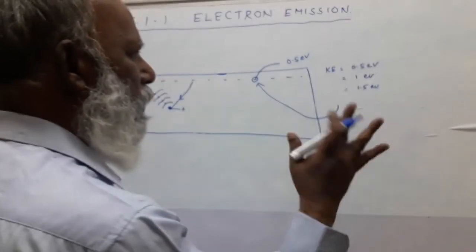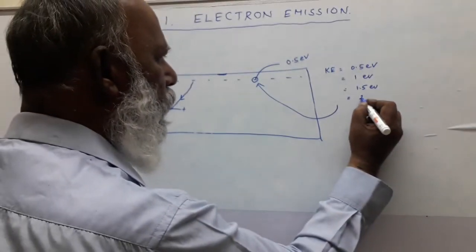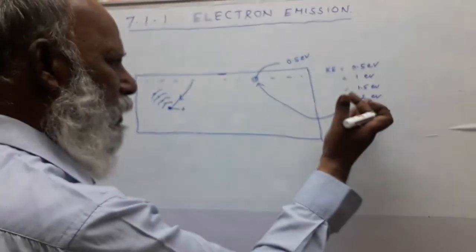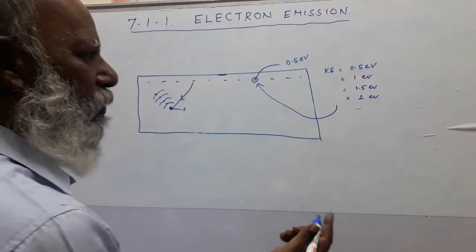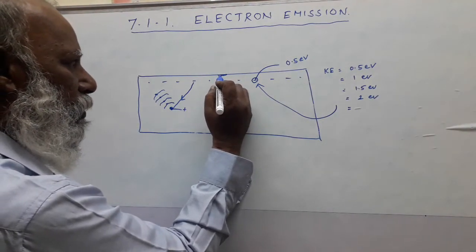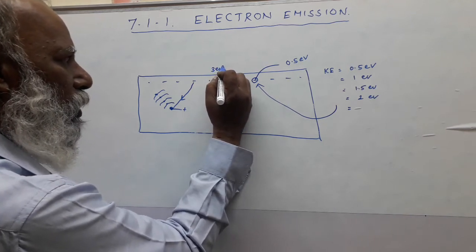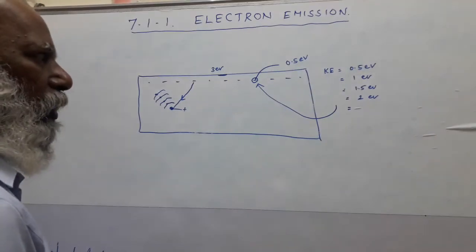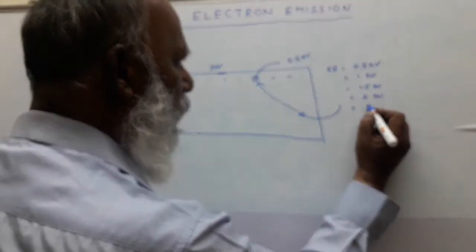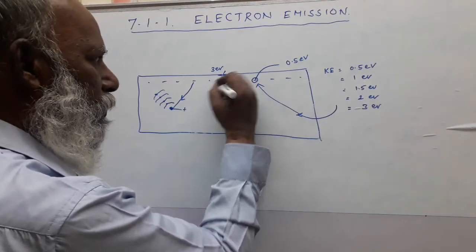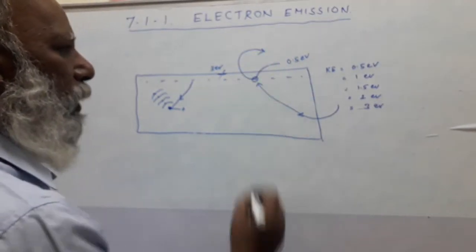Then you have to increase it further, to 1.5 electron volt. What will happen? Nothing will happen. If you increase it to 2 electron volt, what happens? This kinetic energy is also not enough to break down this surface barrier, so nothing will happen. If in case the surface barrier is equal to 3 electron volt, then what will happen? When you give this excess energy, equivalent to 3 electron volt, then the electron breaks the surface barrier and comes outside the metal.